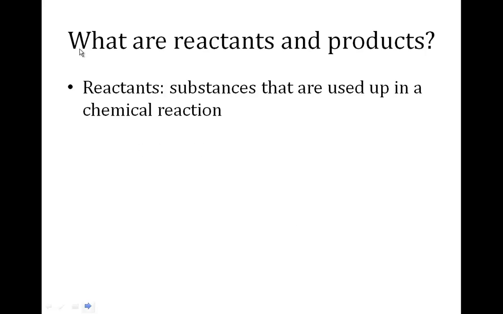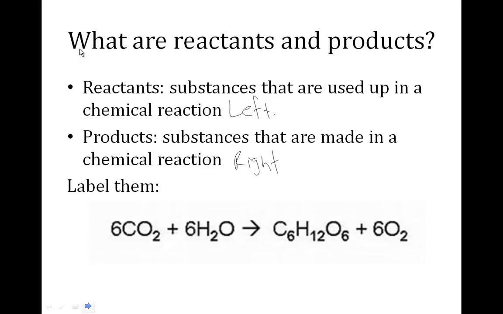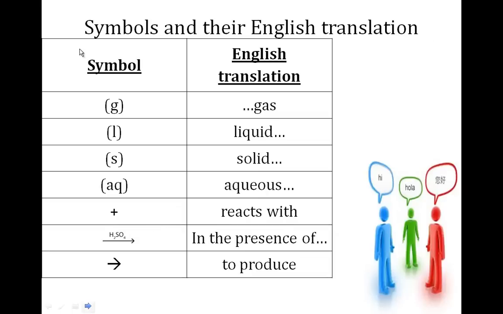What are reactants and products? Reactants are substances that are used up in a chemical reaction. They are on the left. And products are substances that are made in a chemical reaction. They are on the right. Okay. So let's label them. We've got that same thing right here. This guy right here would be a reactant. Reactant. Product. Product. It's just that simple, and I think you've got it.